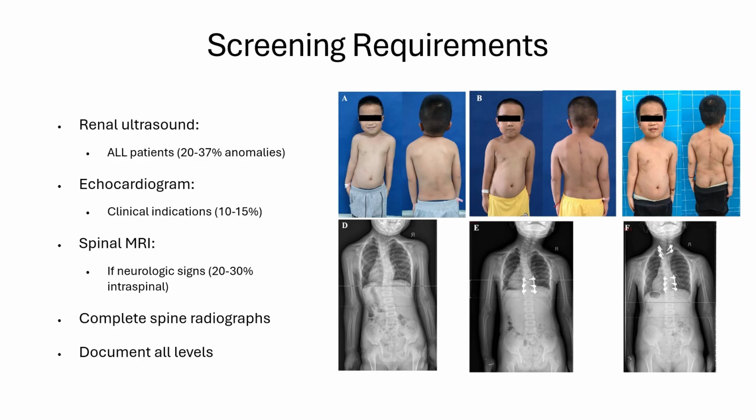congenital vertebral defects. Complete spine radiographs must document all levels because congenital anomalies frequently occur at multiple sites, and seemingly isolated defects often represent part of more extensive abnormalities. This comprehensive imaging approach ensures that you identify all abnormalities before planning treatment, preventing the discovery of additional problems during surgery that could complicate reconstruction efforts.